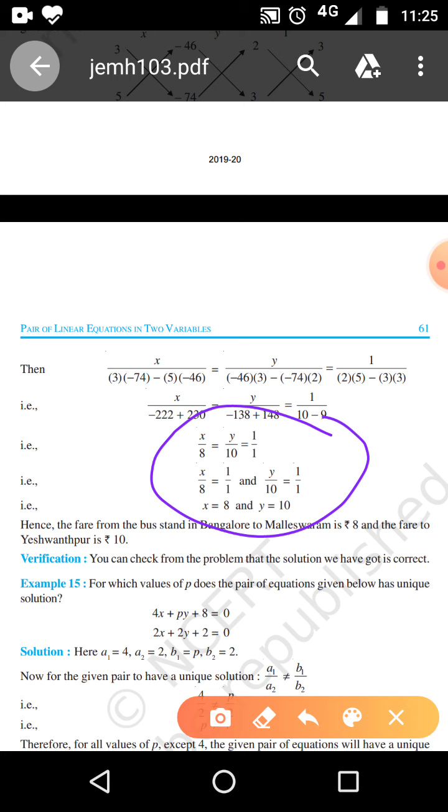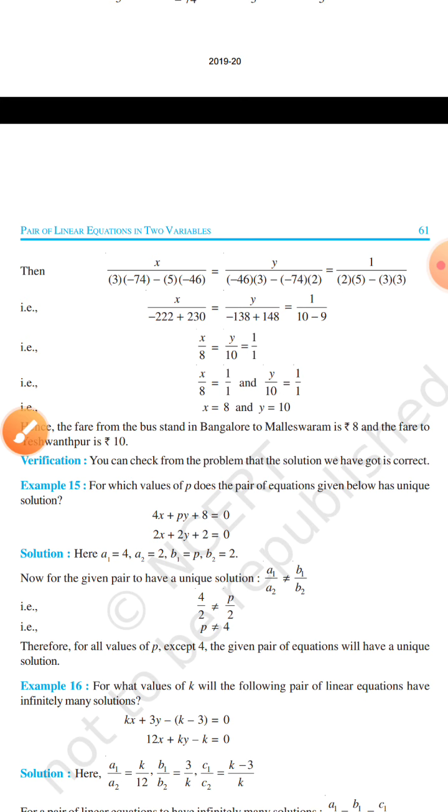So you see, if a1 upon a2 is equal to b1 upon b2 is equal to c1 upon c2, then there are infinitely many solutions. That means so many points intersect. But if a1 upon a2 does not equal b1 upon b2, then there is a unique solution, and if a1 upon a2 is equal to b1 upon b2 does not equal c1 upon c2, then there is no solution. So see this question, this is a very important one.